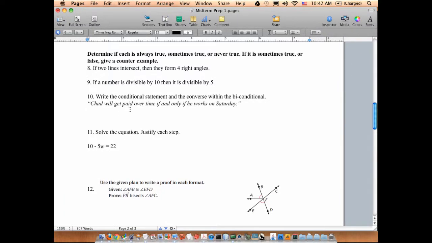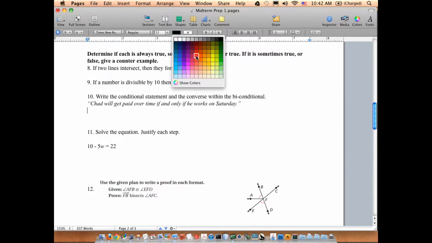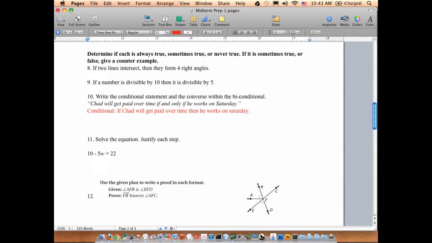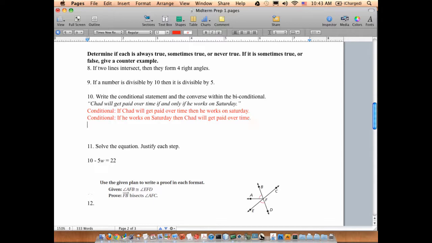Number 10. Write the conditional statement and the converse within the biconditional. Chad will get paid overtime if and only if he works on Saturday. So the conditional statement is, if Chad gets paid overtime, then he works on Saturday. That's not the only conditional, by the way, that you could write. Another conditional that you could write is if he works on Saturday, then Chad will get paid overtime. So either one of those conditionals, if you wrote it, you'd be correct.